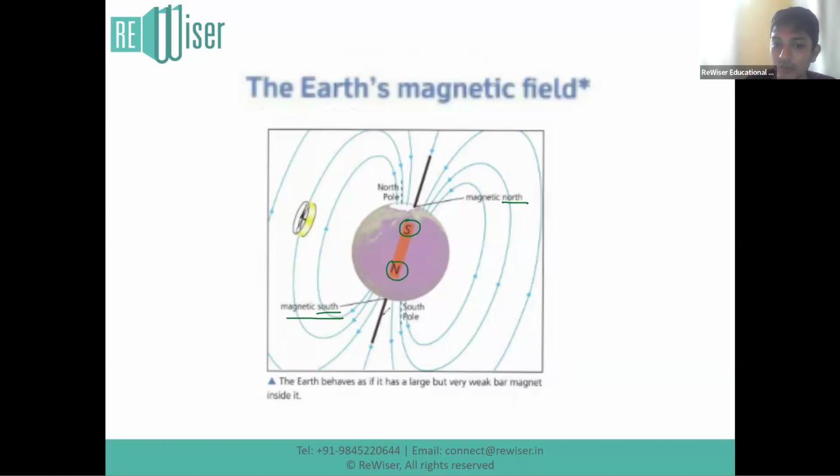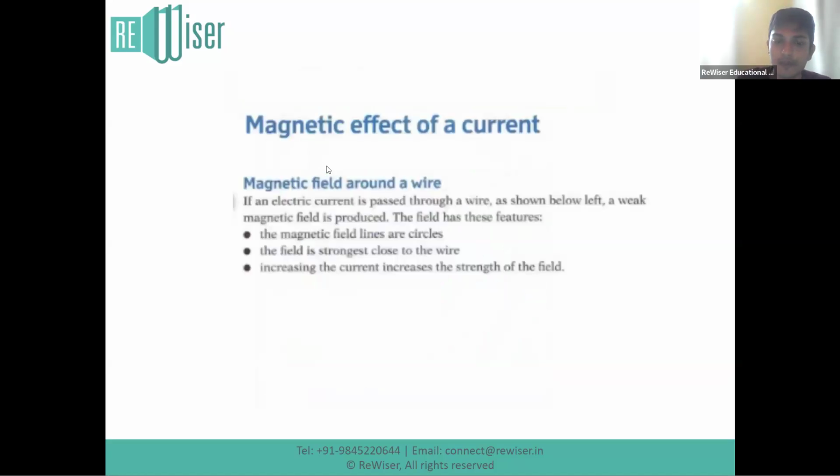So the magnetic north pole is near the geographic south pole. The magnetic south pole is near the geographic north pole. Very close, but not exactly the same. This small angle, I did tell you guys to research what it's called. It's called the angle of depth for those of you who are interested. Now, let's understand the magnetic effect of current.